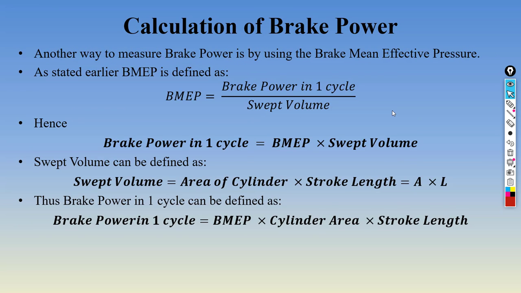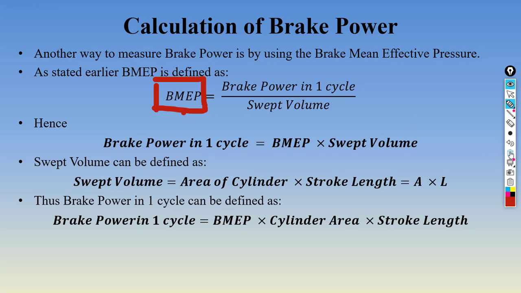Another important definition of brake power: brake power can also be calculated by using BMEP. BMEP is brake mean effective pressure. This has already been explained in module number 3 and module number 4, right? Brake mean effective pressure is the average amount of pressure which, when applied on the piston, will produce the same amount of work as is produced in one cycle. So you have to look into module number 3 and 4 for this definition.